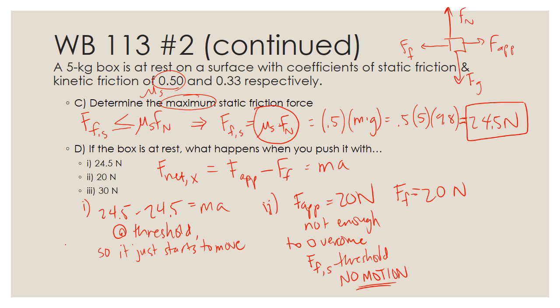Okay? If you push with more than 24.5 newtons, this last situation of 30 newtons, you're going to have 5.5 newtons beyond the threshold, and that's going to make it not just barely start to move, it's going to definitely accelerate. And so if it's going to accelerate, you'd have that net force of 5.5 equal to ma, and you could solve that for acceleration.